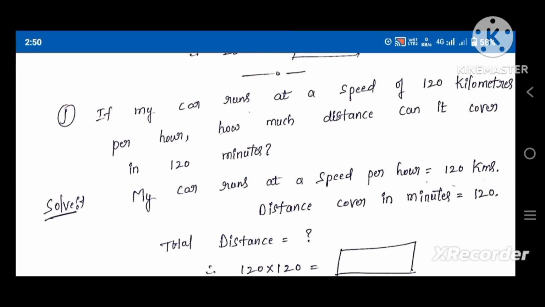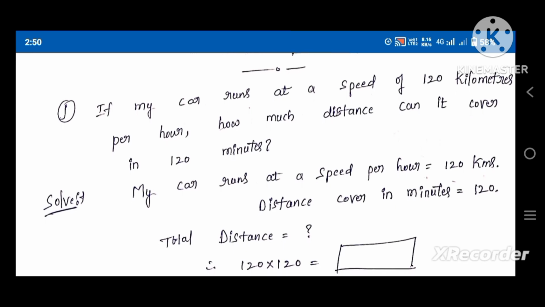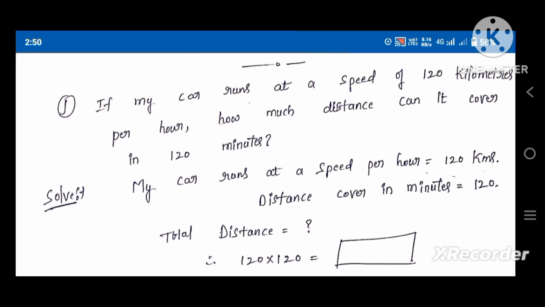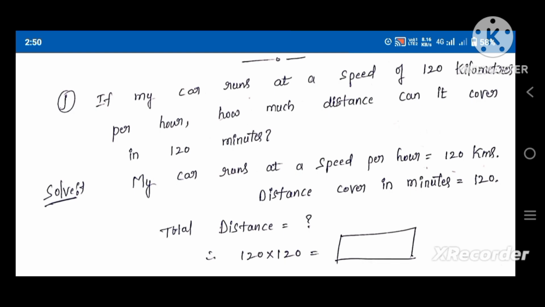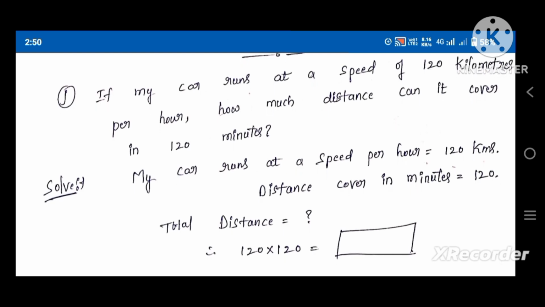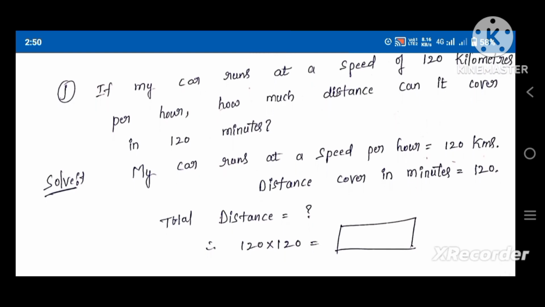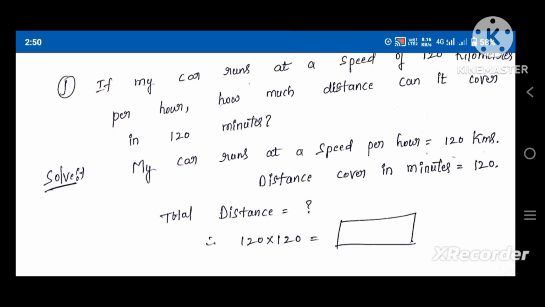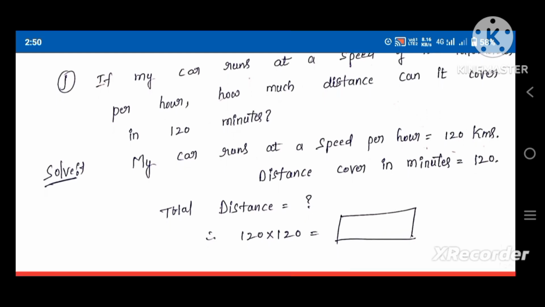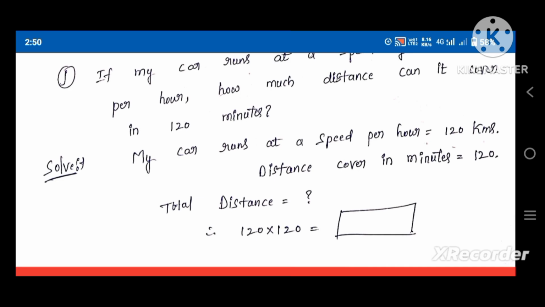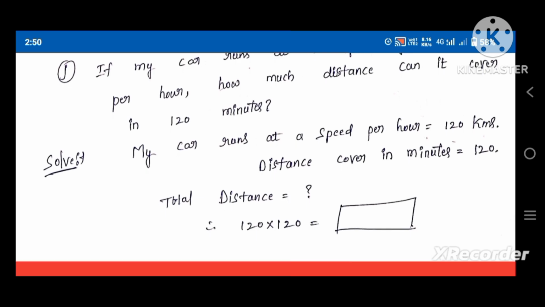Number J. If my car runs at a speed of 120 kilometers per hour, how much distance can it cover in 120 minutes? Solve. My car runs at a speed per hour is equal to 120 kilometers. Distance covered in minutes is equal to 120. Total distance we find.